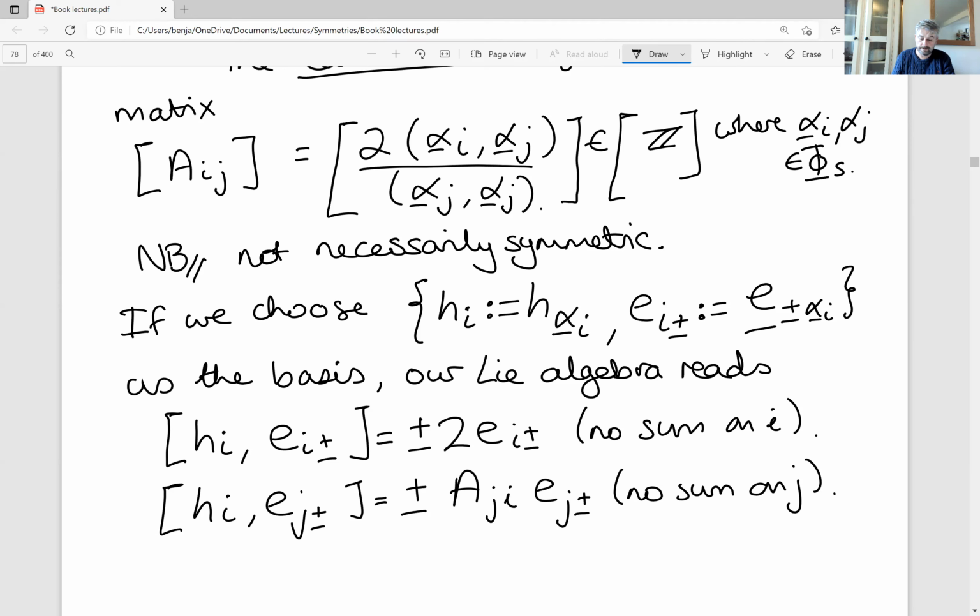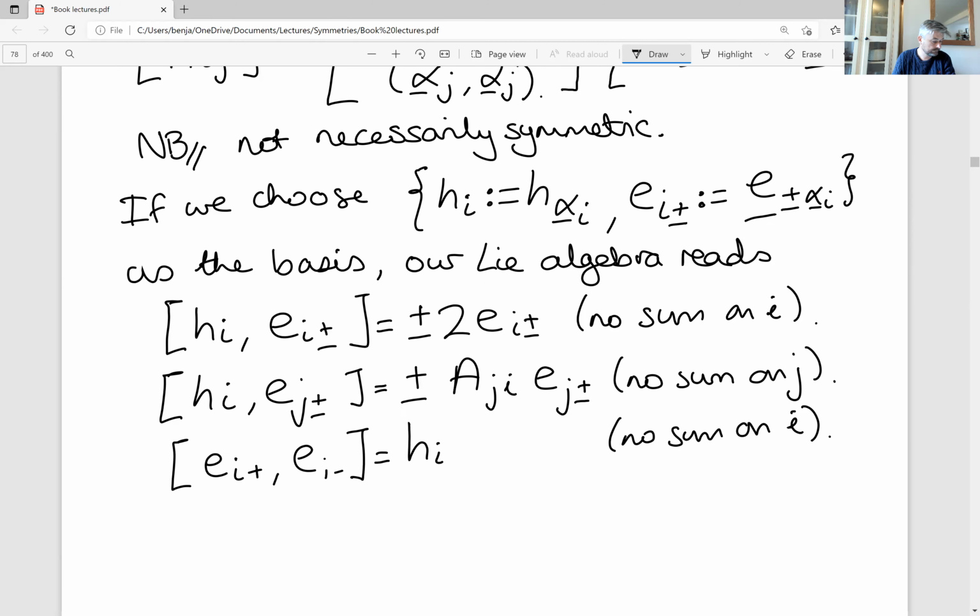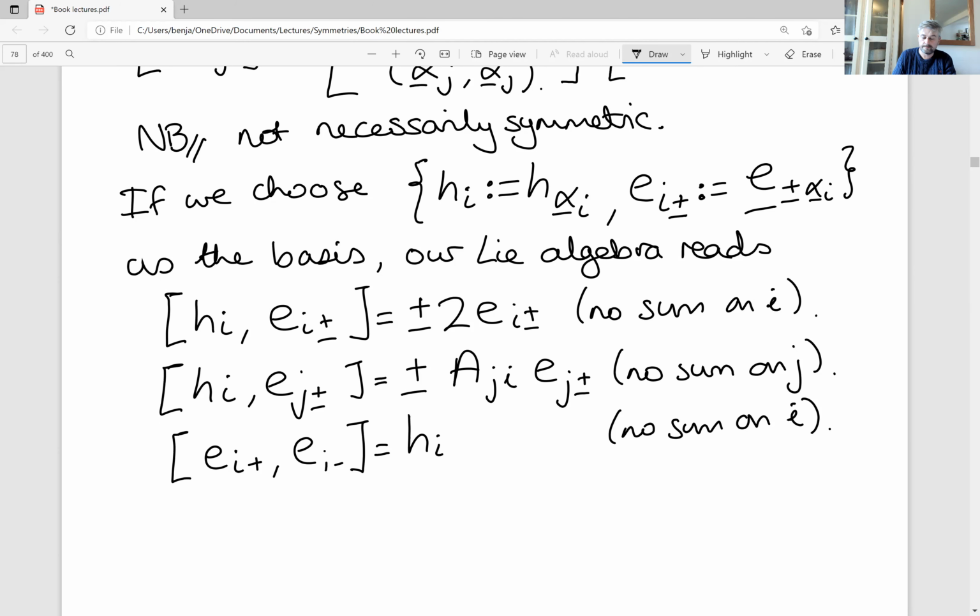and there's no sum on j in this equation. All I've done, if you look at the Lie algebra, is that you have this expression on the right hand side with i and j swapped, and so I've just substituted in the Cartan matrix element. And we also have that e_i plus and e_i minus, Lie bracket, is h_i. Again, no sum on i. And all other brackets are 0.